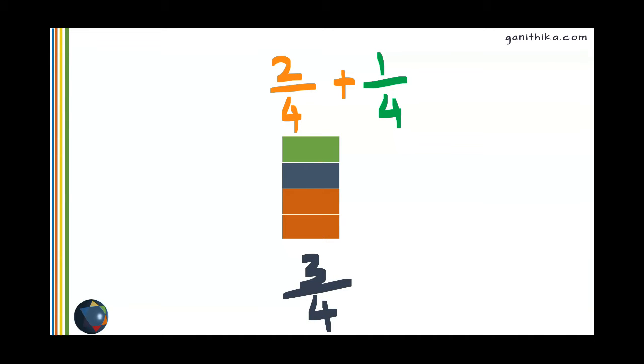Therefore, 2 over 4 plus 1 over 4 is nothing but 3 over 4, and in this case, since the 4, which is the denominator, is the same for both the given fractions, I can just add the numerators 2 and 1 to get 3 over 4. We'll discuss this in more detail soon.